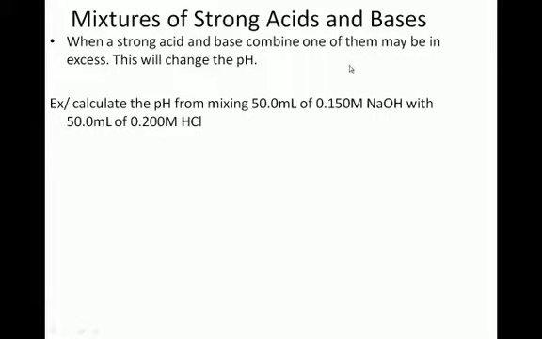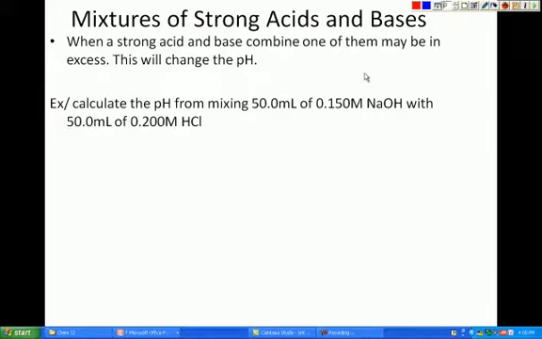Hey, it's Mr. Lum again, and today we're going to be looking at mixtures of strong acids and bases, and looking at what we can calculate from that. So, when you have a strong acid combining with a strong base, one of them may be in excess. One might have more than the other, and this will change the pH.